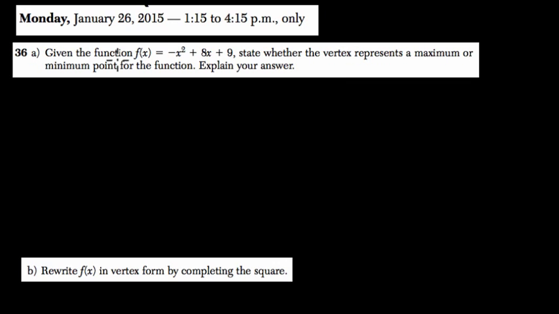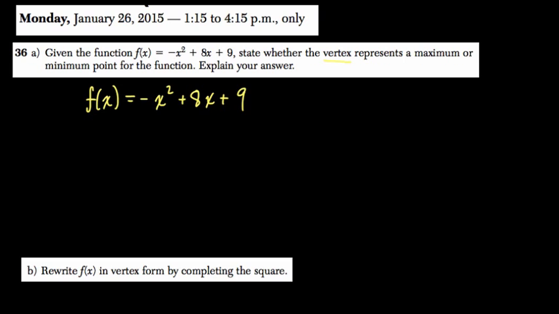Okay, so they tell us here that we're given the function f of x. I like to write these things as we go along, so I'm going to write it as I read it. F of x equals negative x squared plus 8x plus 9. And state whether the vertex represents a maximum or a minimum point for the function and explain your answer.